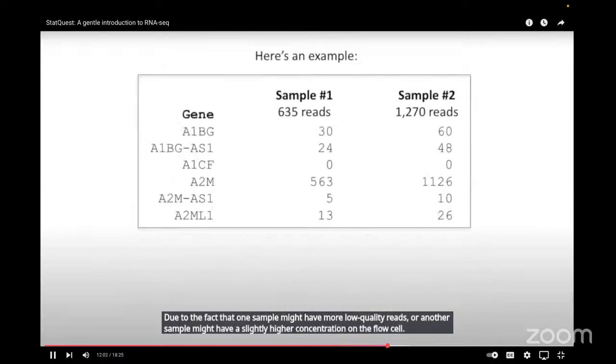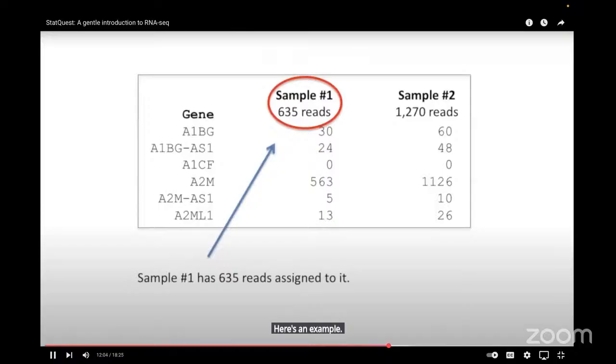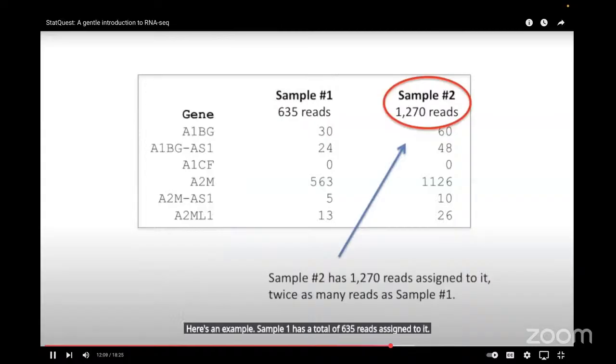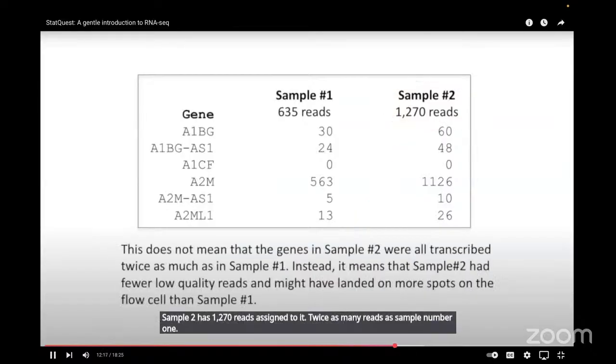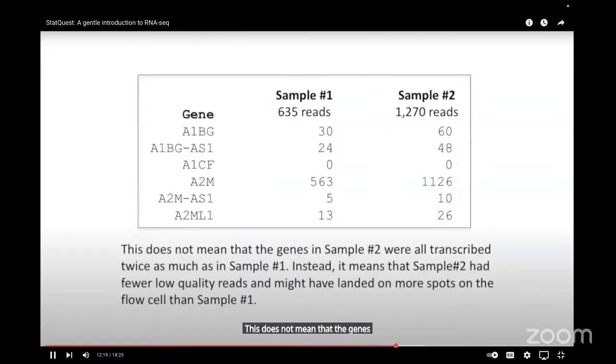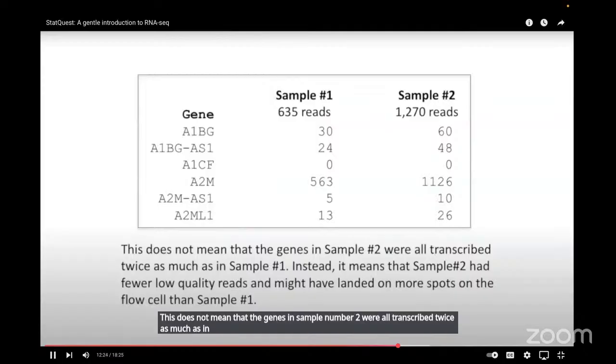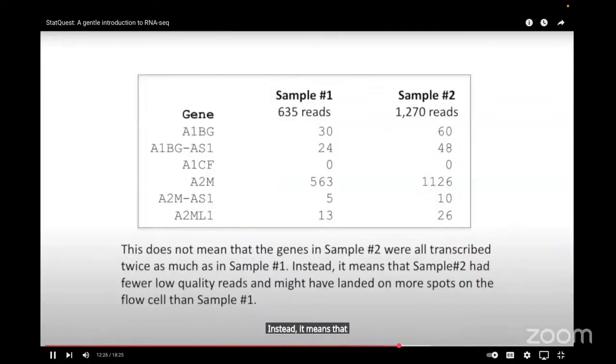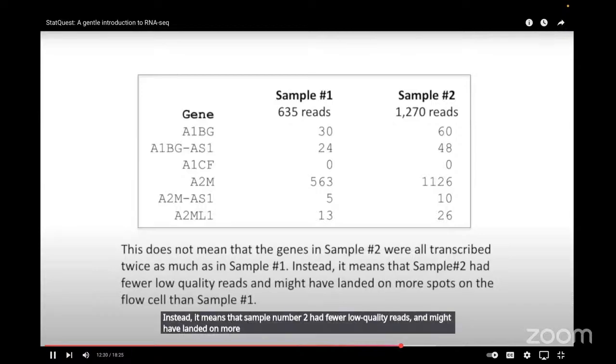Here's an example. Sample 1 has a total of 635 reads assigned to it. Sample 2 has 1,270 reads assigned to it, twice as many reads as sample number 1. This does not mean that the genes in sample number 2 were all transcribed twice as much as in sample number 1. Instead, it means that sample number 2 had fewer low-quality reads and might have landed on more spots on the flow cell than sample number 1.